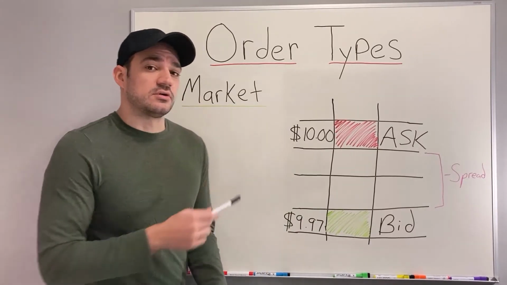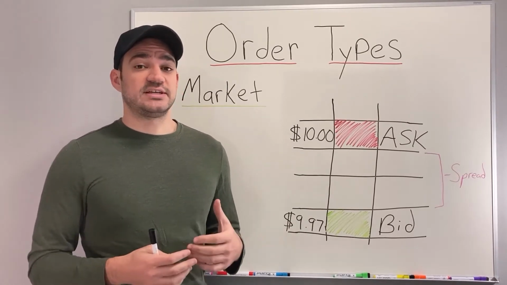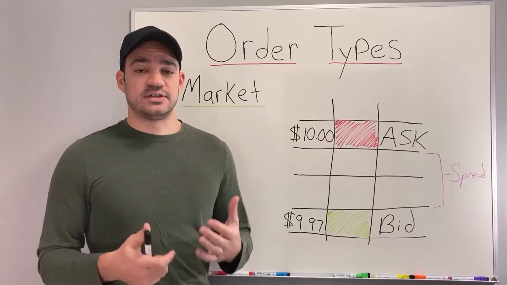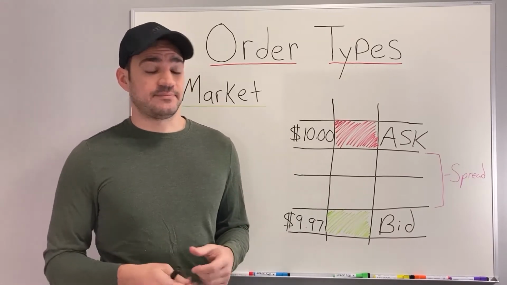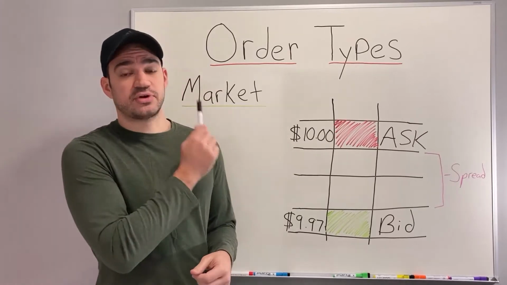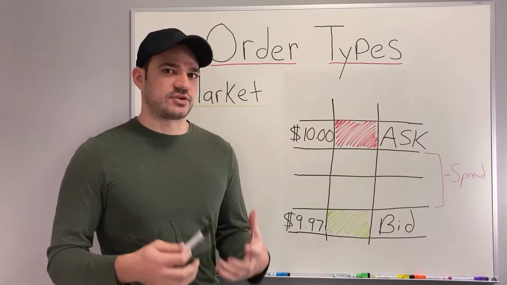Okay, so market order. What a market order is. Now, first off, to understand, market orders can only be placed during active hours in the stock market, from 9:30 a.m. to 4 p.m. Eastern time. So you cannot place market orders pre-market or after market. Market orders are only going to be during live trading.